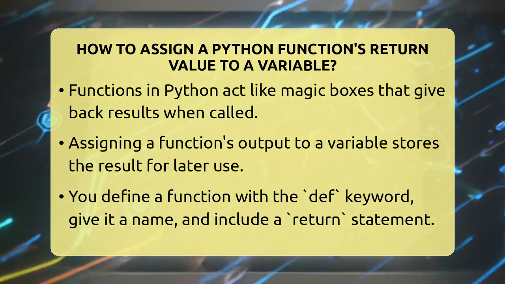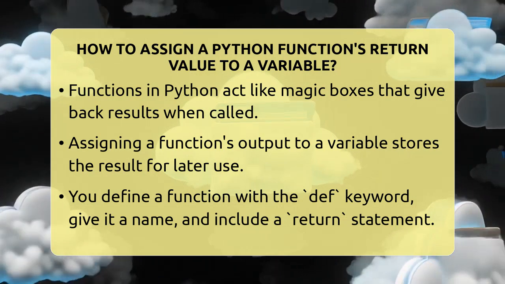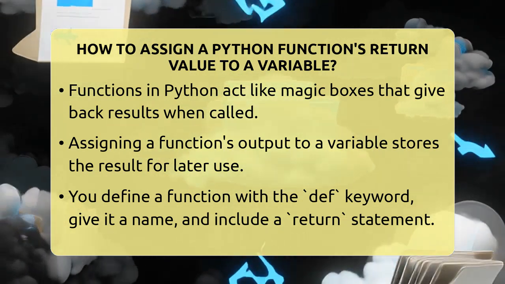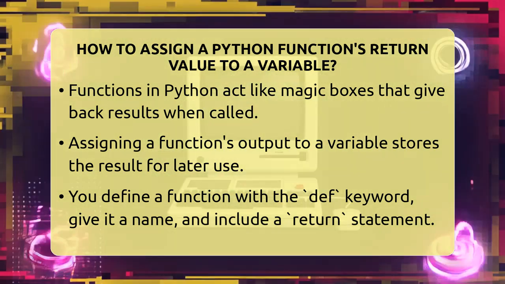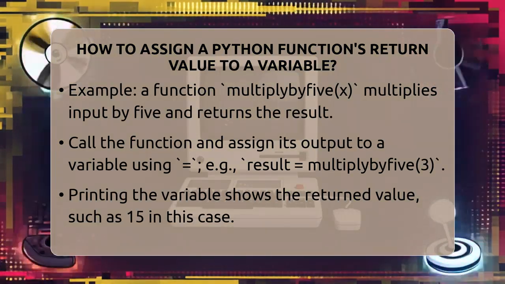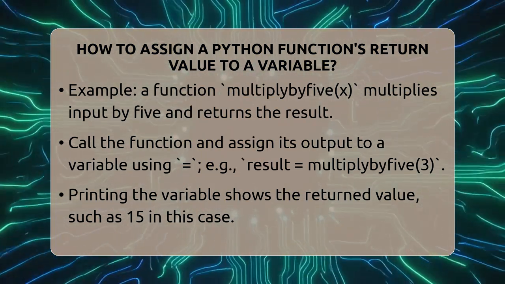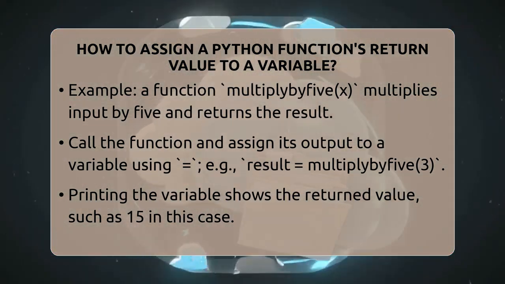You start with the word def, which means define, then give your function a name. Inside, you tell it what to do, and at the end, you use the return statement to send back the answer. For example, you might write, def multiply_by_5(x): return 5 times x. Whatever number you put in, the function will multiply it by 5 and send back the result.